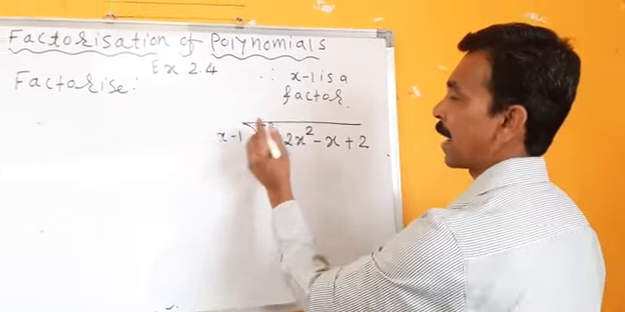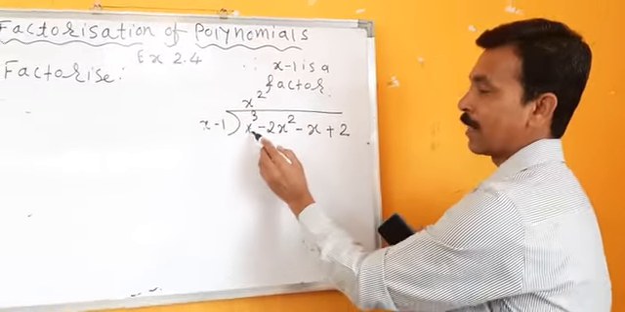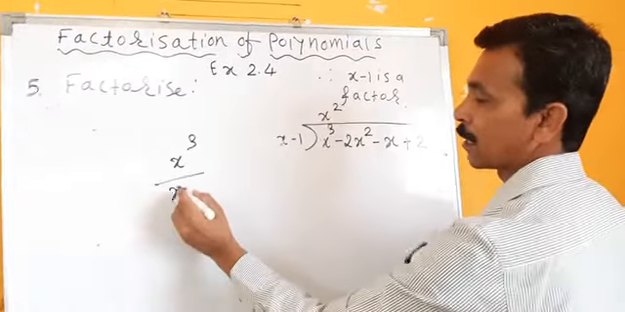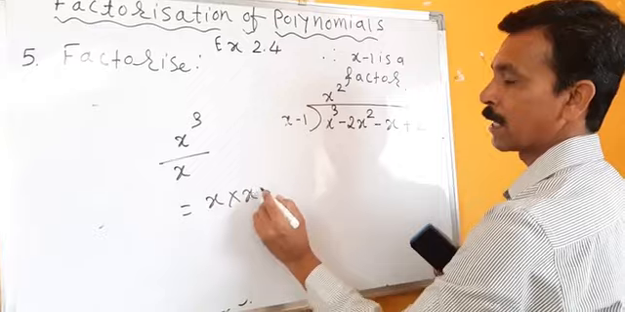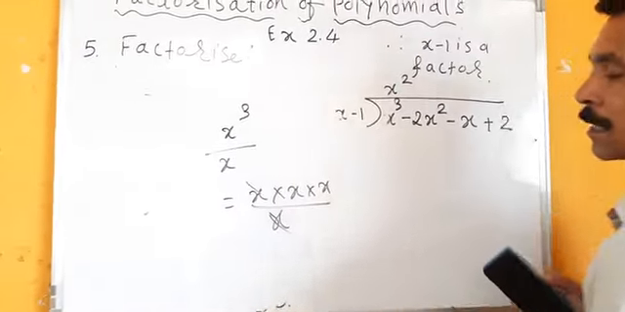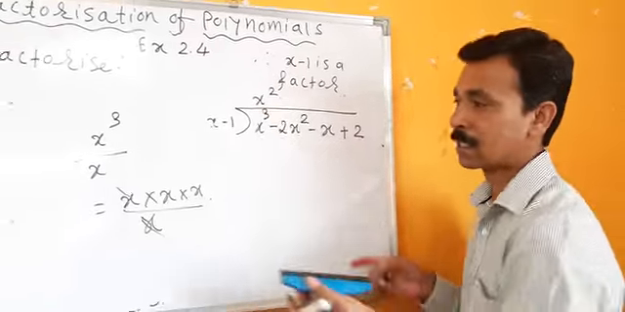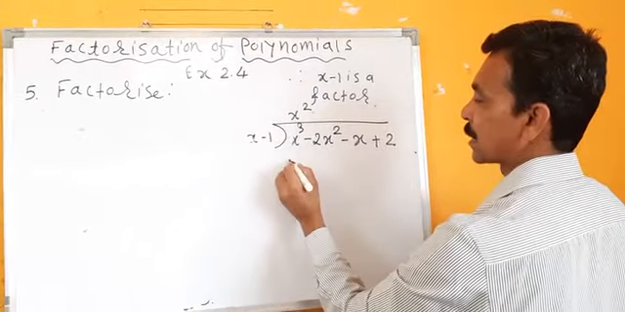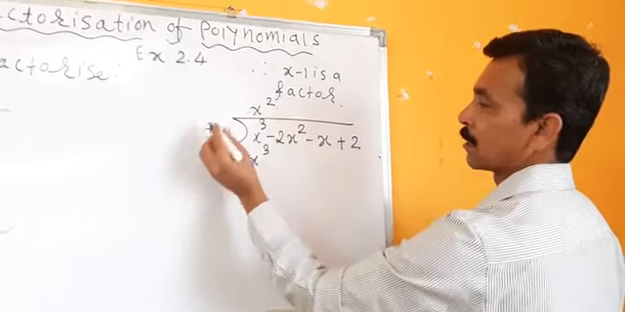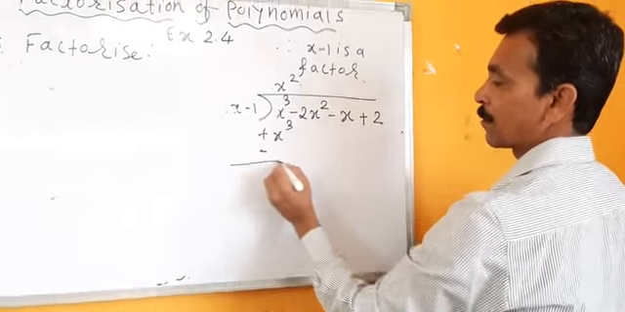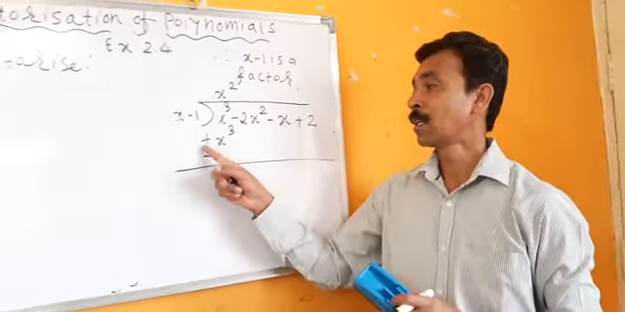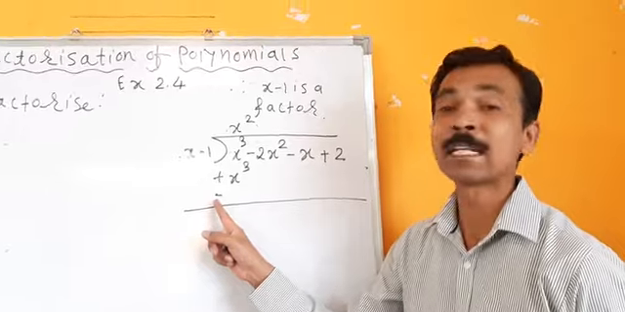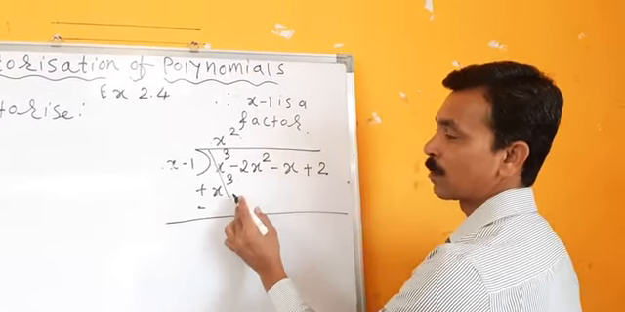So x cube by x is what? X square. You have to divide x cube divided by x. If you don't know how to do it, then do it like this. X cube means x into x into x upon x. See what is left? X into x, x square. So this way you have to do it. Then take x cube. X square into x is x cube. This is positive, this is also positive, so you have to change the sign. After multiplying this x square with x, it becomes x cube. If it is plus, it becomes minus. X cube and minus x cube get cancelled.